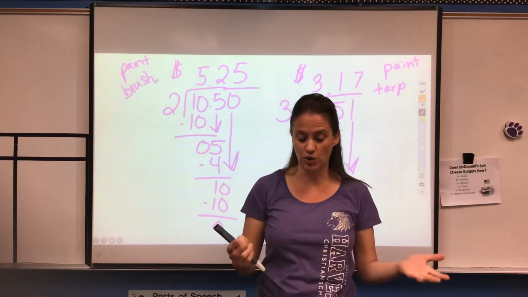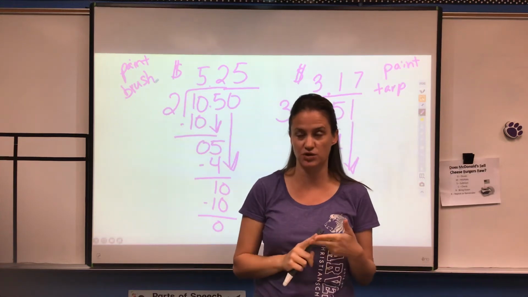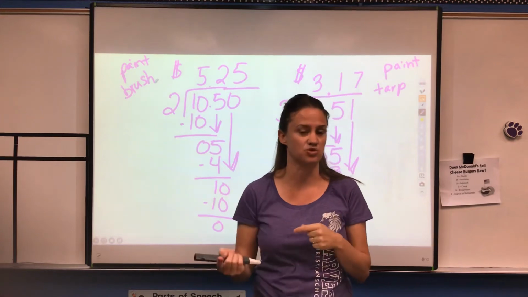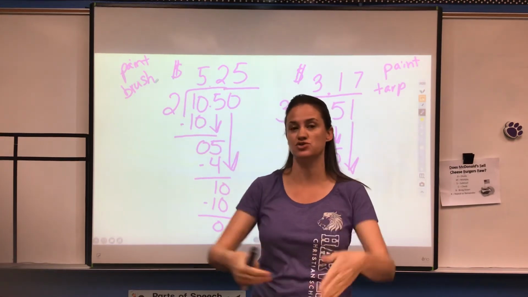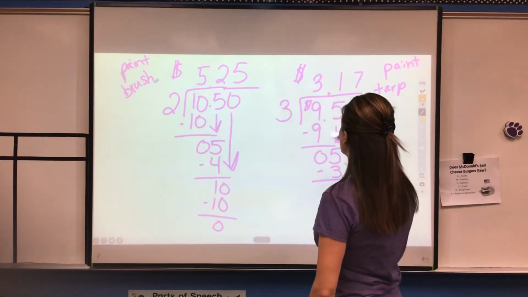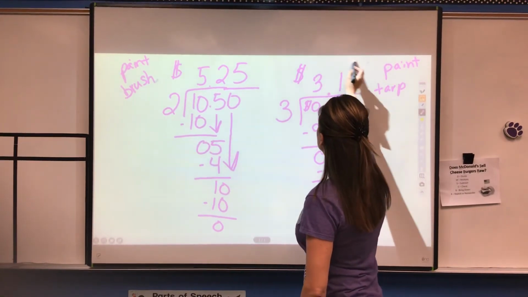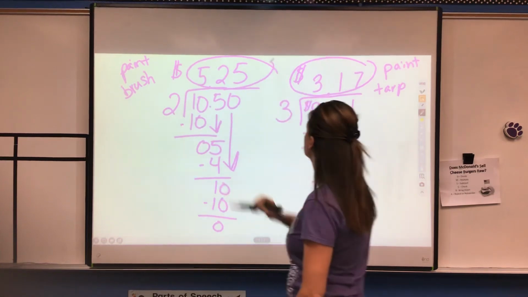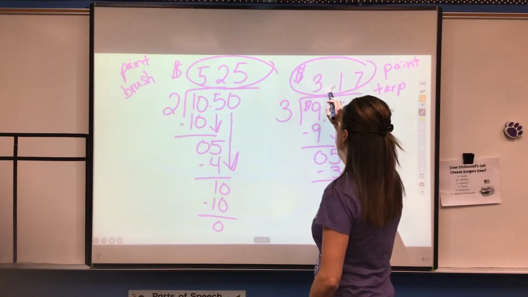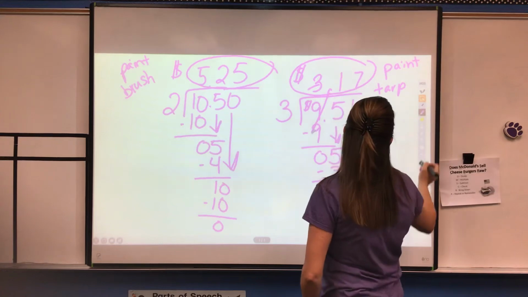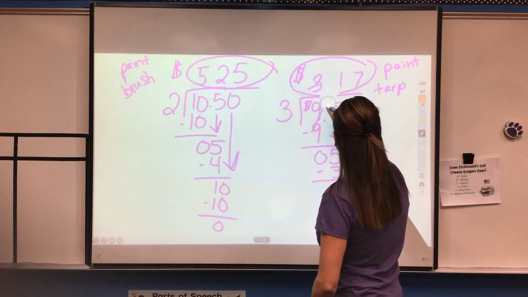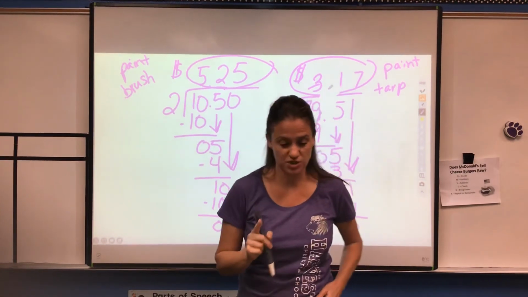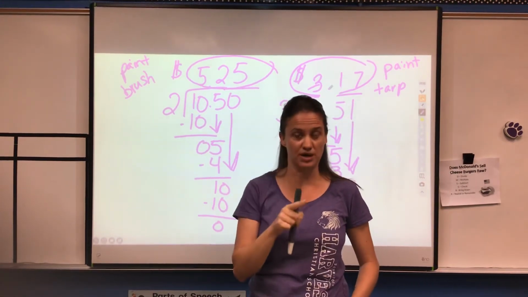I'm still not done though, because the hardware store sells 3 paint tarps for $9.51, 2 paintbrushes for $10.50, what is the total cost of 1 paintbrush and 1 tarp? So when it says total, think, does that mean to add or does that mean to subtract? When you're saying total, it means you need to add. They want you to add it up. So then your next step would be to add the $3.17 and the $5.25, and I'm going to let you do that. Okay, so you're going to add those 2 numbers together, and that will be your total for number 19.